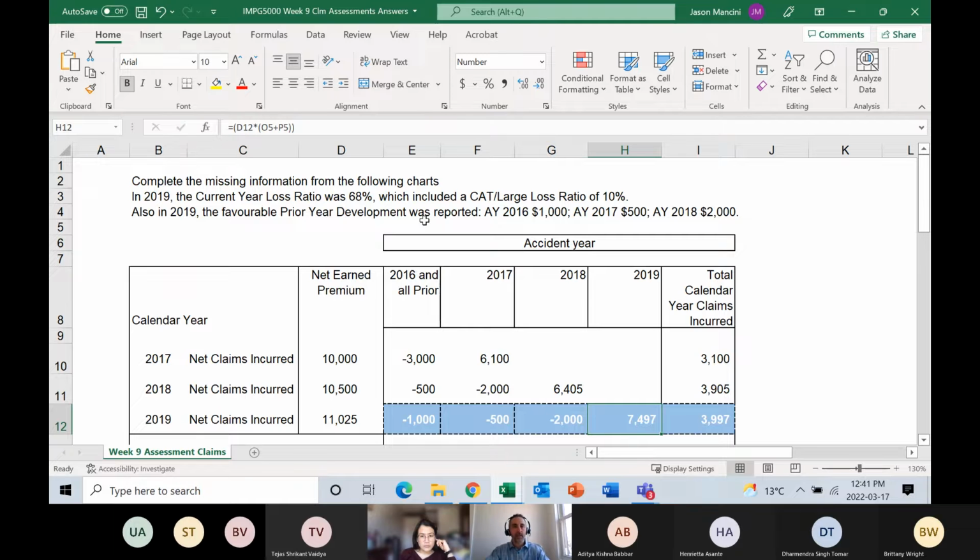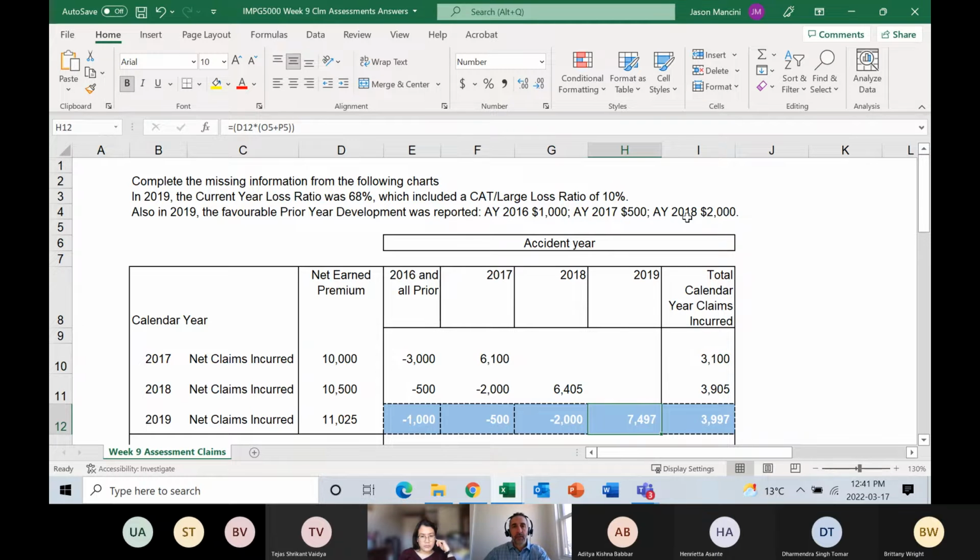There might have been more claims reported. There might have been an absence of claims being reported, or claims that you knew about actually were settled for less. Or it could be that claims you knew about were settled for more, right? So that's why this development could be favorable if it's less, or it could be unfavorable if there are more claims. And we keep track of it by each accident year.